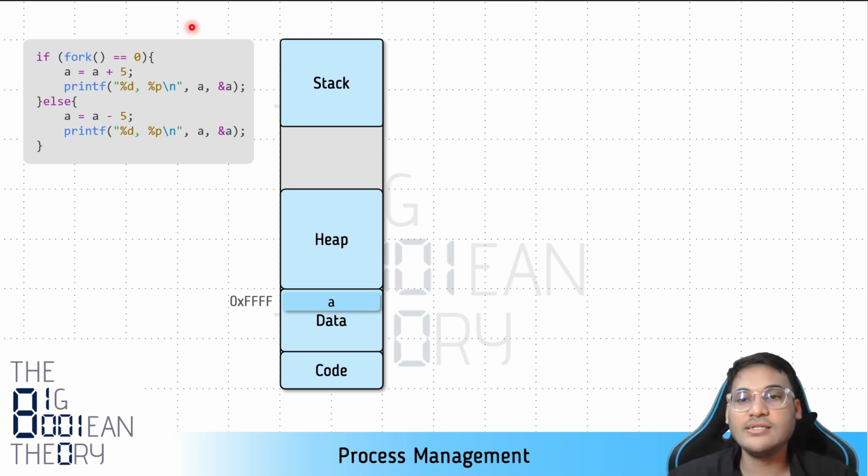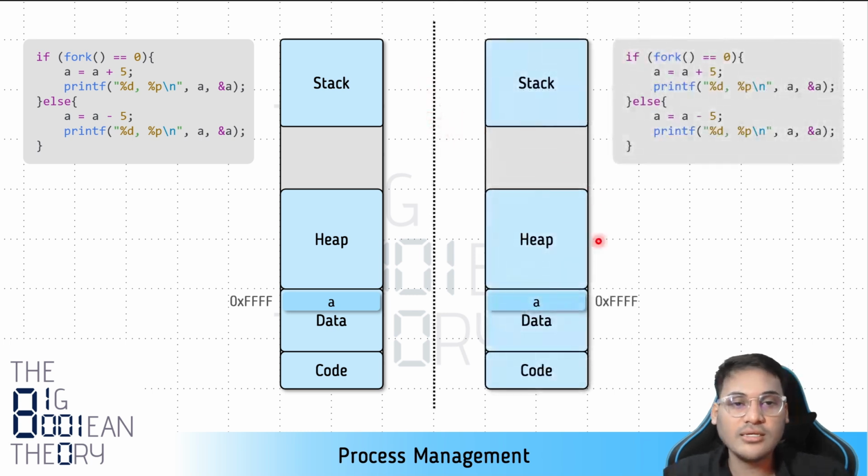So now let's execute this piece of code and see how the execution happens. The first thing that will happen is the fork system call. And when that happens, a copy of the parent process will be created, and so the process address space will also be copied, right? So as you can see, here is the child process.